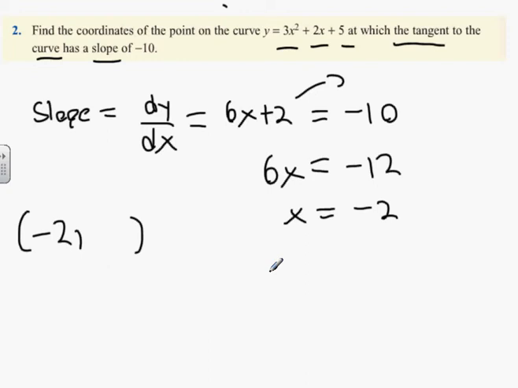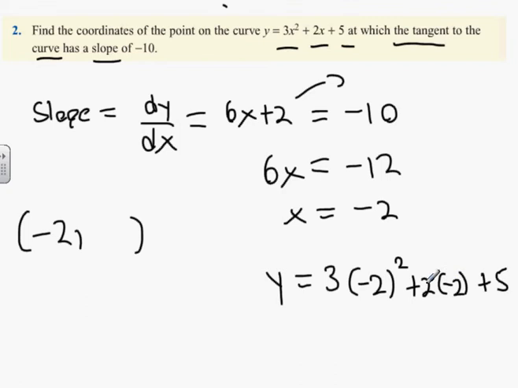First way is to use the y formula. Y equals 3 multiplied by the square of whatever x is, plus 2 times whatever x is, plus 5. Equals 3 times minus 2 squared plus 2 times minus 2 plus 5. Go and do that in the calculator. It's 12 minus 4, which is 8. 8 plus 5, 13. That's your point there, minus 2, 13.